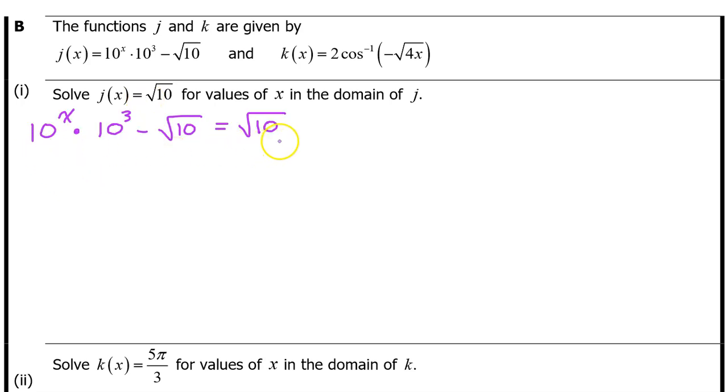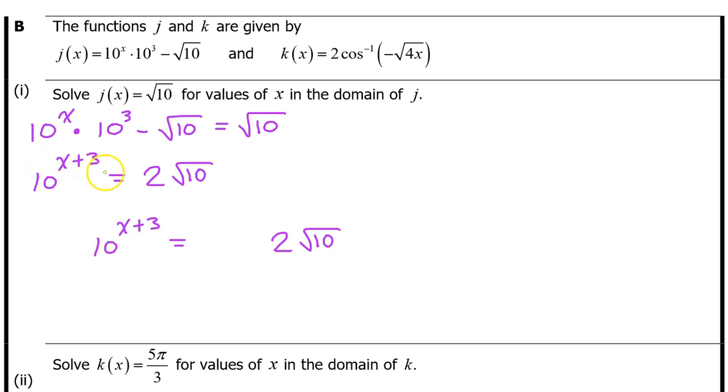We begin with this. I'm going to do 2 things on the next step. First of all, when you multiply like bases, you add the exponents. So we will have 10 to the x plus 3 power on the next step. Also, let's add radical 10 to both sides of the equation. But radical 10 plus radical 10 is 2 radical 10.